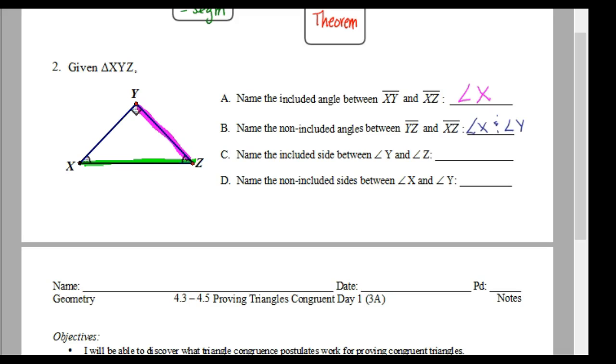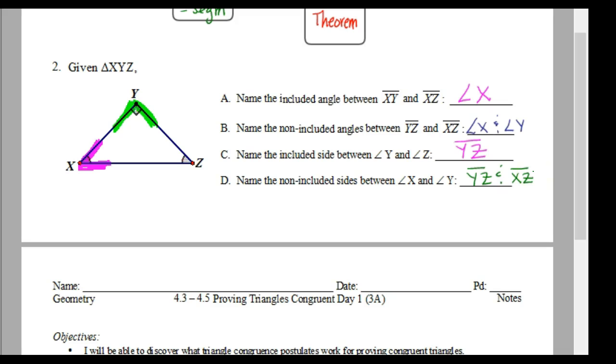Name the included side between angle Y and angle Z. That would be segment YZ. Name the non-included sides between angle X and angle Y. XY is the included side, so the non-included sides would be YZ and XZ.